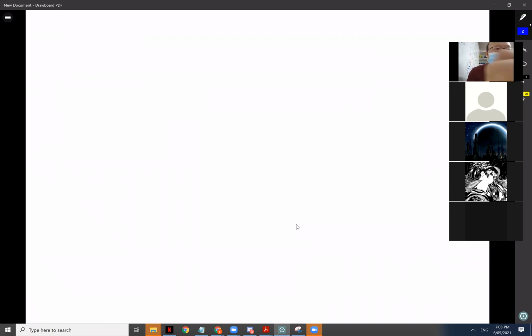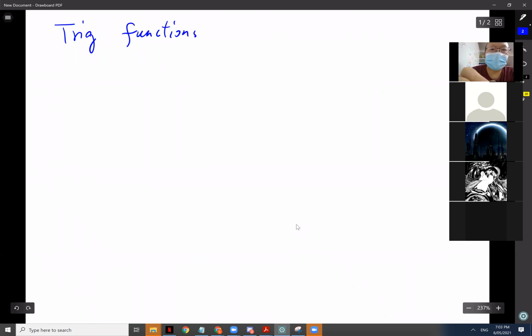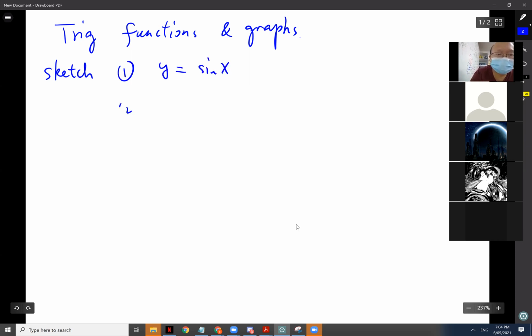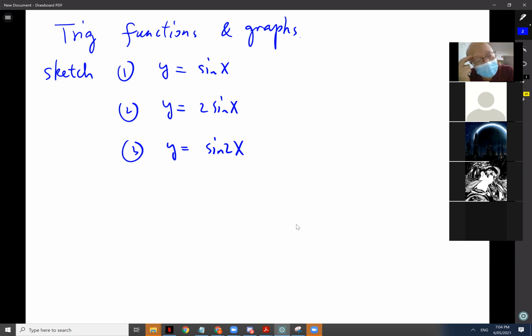Let's double check trig functions and the graphs. For example, everybody try to sketch this. Like these several graphs. We check function. Of course, you can say this function is f(x). This will be 2f(x). This will be f(2x). That's trig.